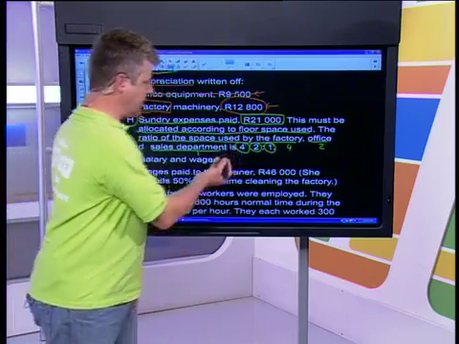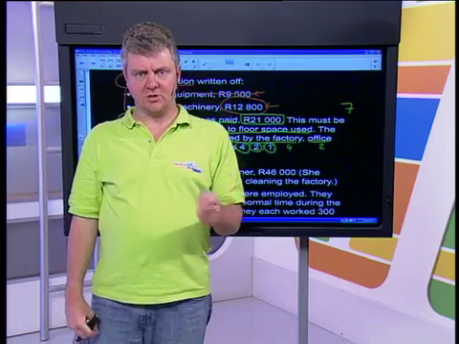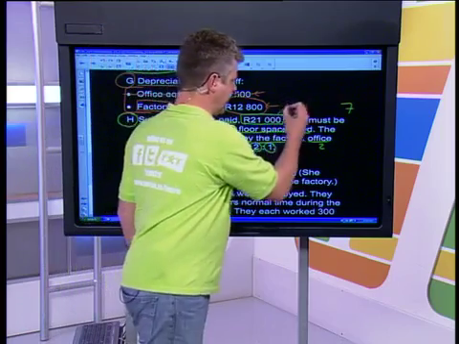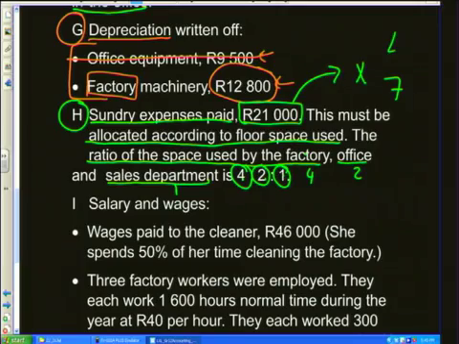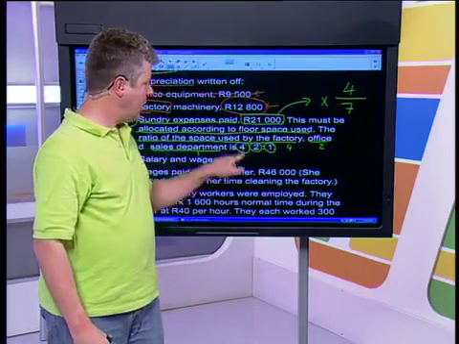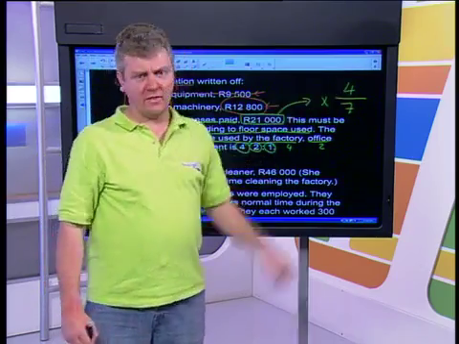So the way we do that is we count how many parts there are. There were 4 parts, 2 parts, and 1 part. 4 plus 2 plus 1 gives you an answer of 7 parts in total. Okay, so there's 7 parts in total, of which 4 parts must go to the factory. So we're going to multiply this 21,000 times by the 4 parts that go to the factory out of the 7 parts that there are. And that's going to give us the sundry expenses that must be allocated to the factory. Easy calculation if you understand your ratios. Always just add them all together to find out how many parts there are and then multiply by the part you want. It's again one of those want over have calculations.